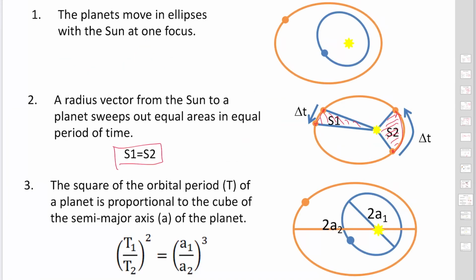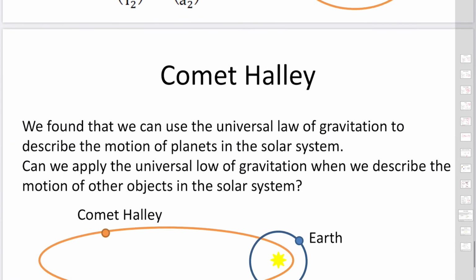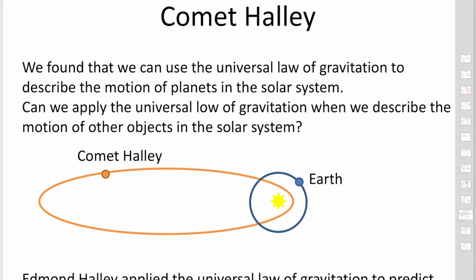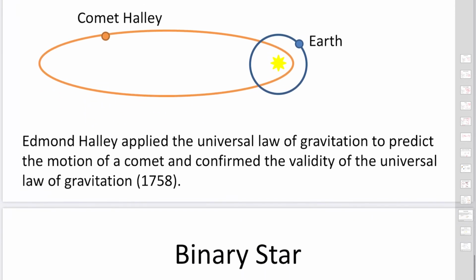Then we'd like to apply the universal law of gravitation and Newton's second law to the motion of other objects. Edmond Halley applied the universal law of gravitation to predict the motion of the comet and confirm the validity of the universal law of gravitation. In 1758, the comet's return was confirmed, applying the universal law of gravitation to predict the motion of objects in the solar system.